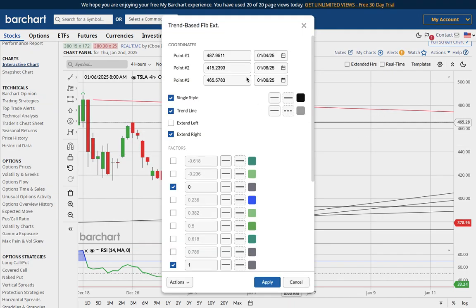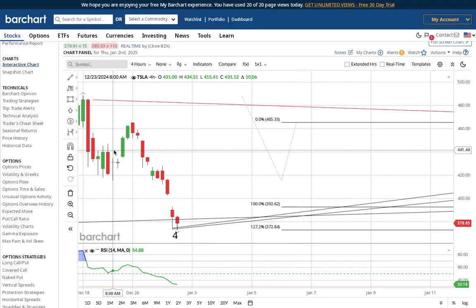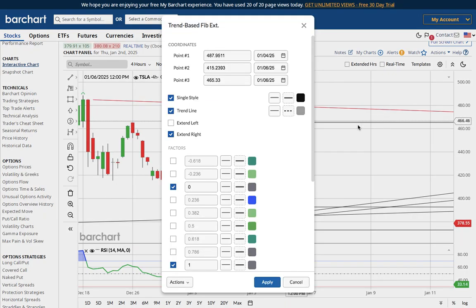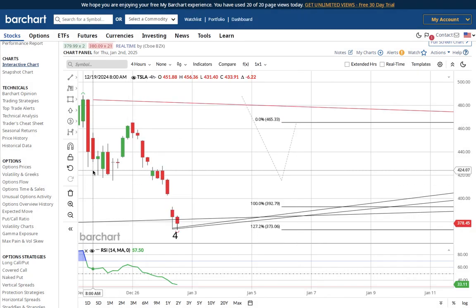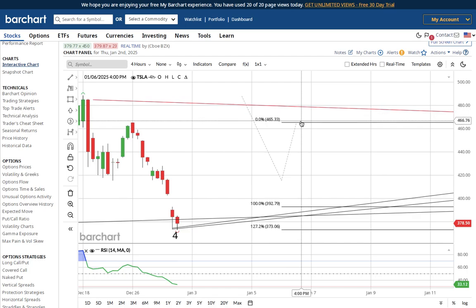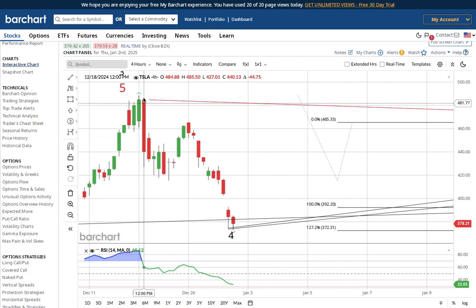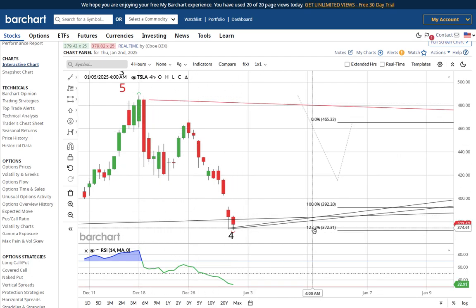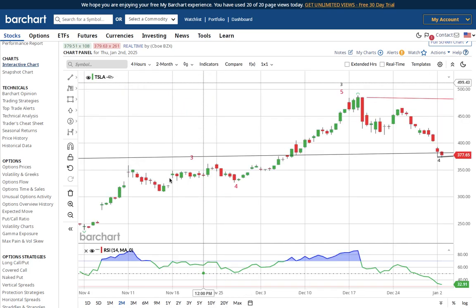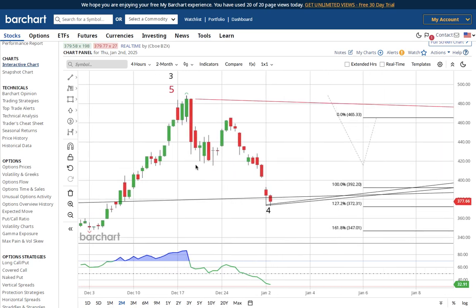465.33. 415.41, and then this high is 488.54. So these are the levels A, B, C. Tesla's at the 127.2% extension. And when zooming out, we can see we're also going to have a nice downside level, the 161.8% extension.